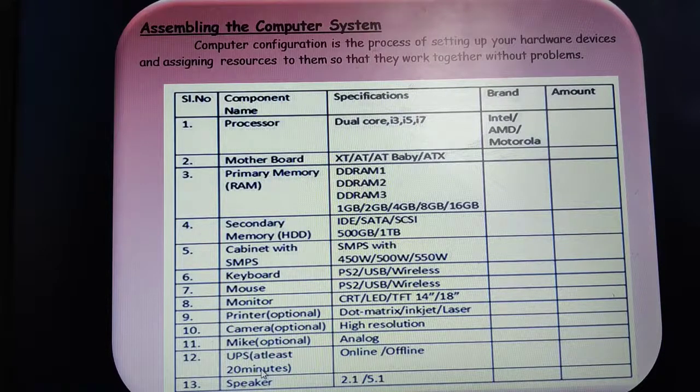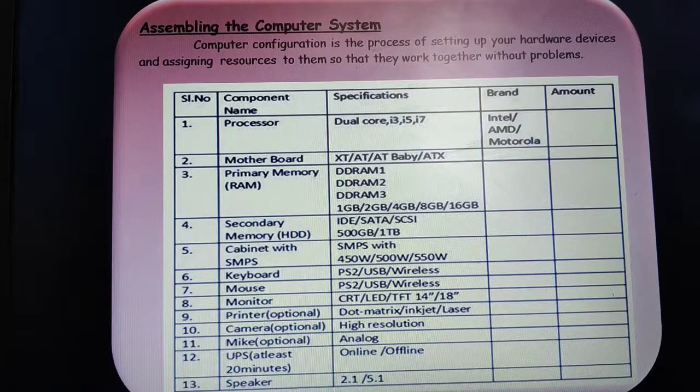Then UPS, uninterruptible power supply. Again, it's optional. You can go for online or offline, but online UPS are costlier than offline, because online UPS uses an internal inverter. It will have more standby capacity compared to the offline. Offline gives hardly a few minutes or a few hours depending upon capacity, but online provides more duration. In our computer lab also we have the online UPS. That is why even when the power goes off, our computer system keeps on working.